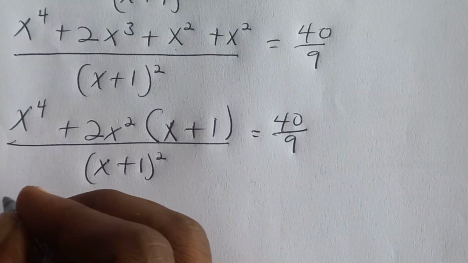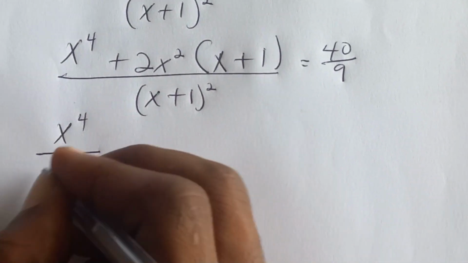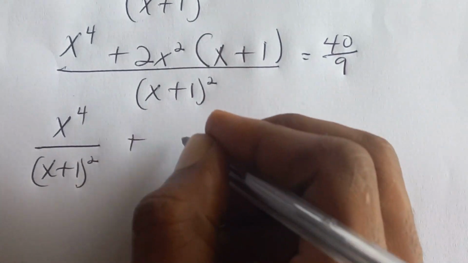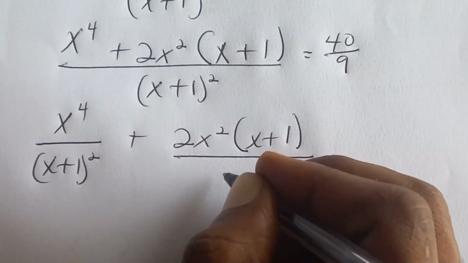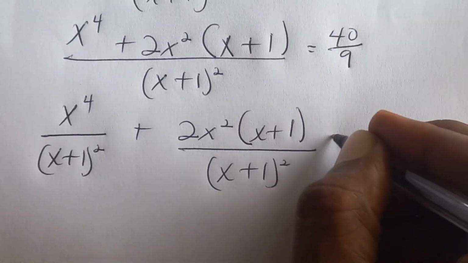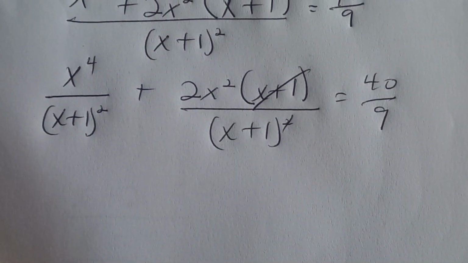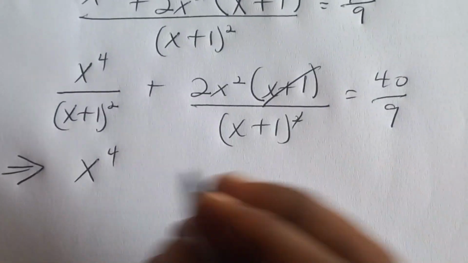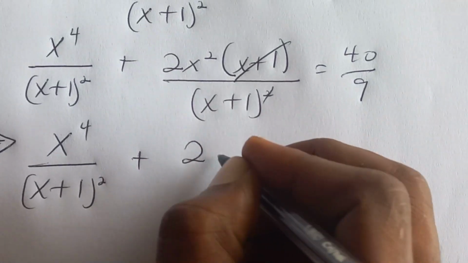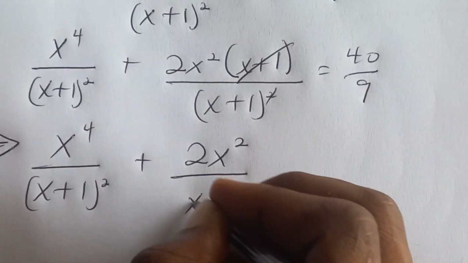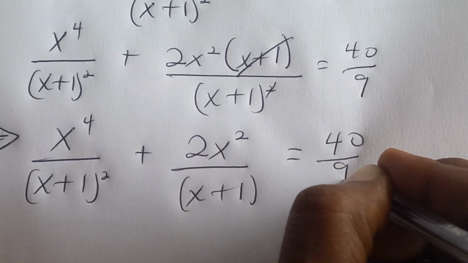Okay, so you can say that we have x to the power 4 over (x plus 1) all squared plus 2x squared into bracket (x plus 1) all over (x plus 1) all squared, which is equal to 40 over 9. So this will cancel this. So now our equation is going to be x to the power 4 over (x plus 1) all squared plus 2 times x squared over x plus 1, which is equal to 40 over 9.